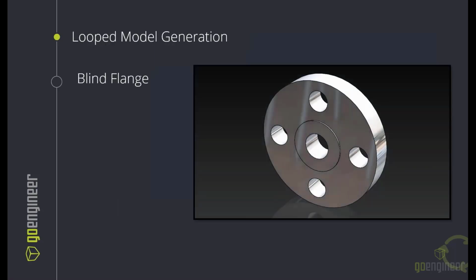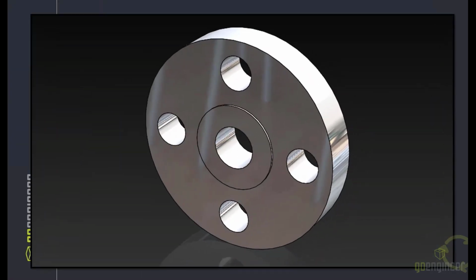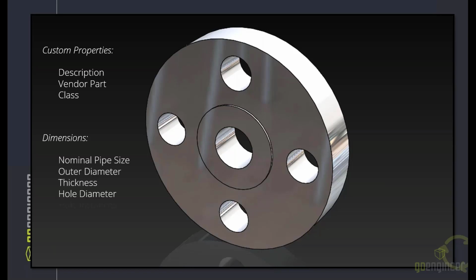So let's go ahead and do a test of looped model generation with this blind flange. Now, this blind flange is real data coming from web databases to generate many of these flanges, and there's actually 117 total. There's some parameters that we want to drive about this part. For example, we might want to drive the description or the vendor part ID or the class of this flange to things like dimensions, like the nominal pipe size or outer diameter of the flange. All of these are provided by my vendor in the vendor data.